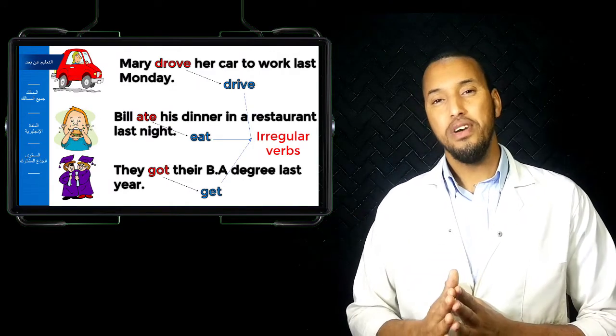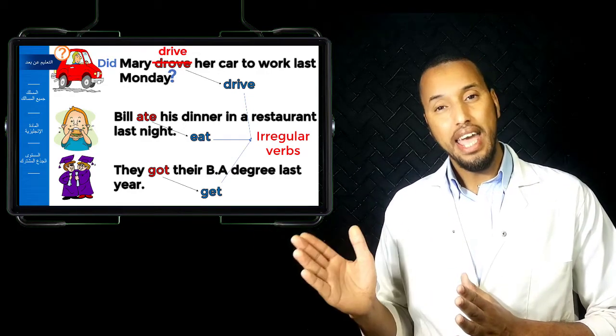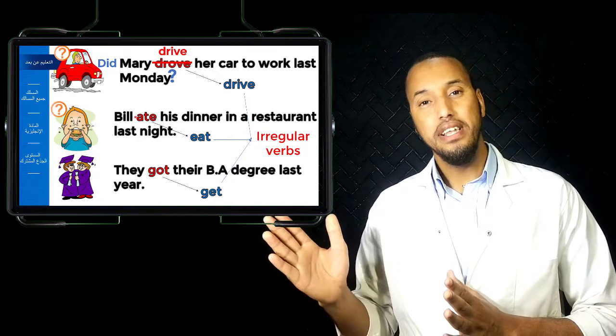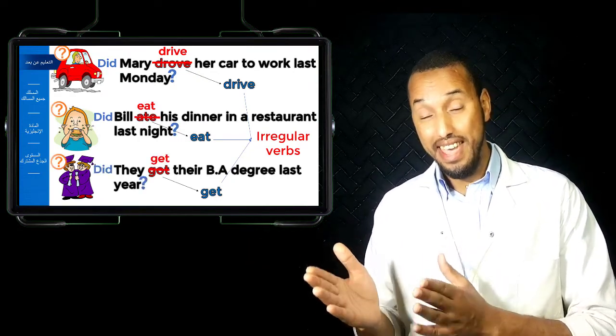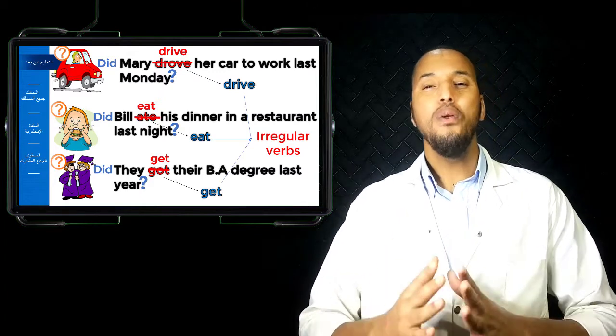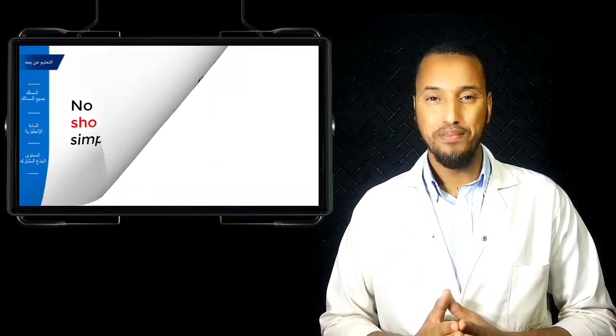Mary drove becomes did Mary drive. Bill ate becomes did Bill eat. And they got becomes did they get. Now let's move to the short answers of the simple past.